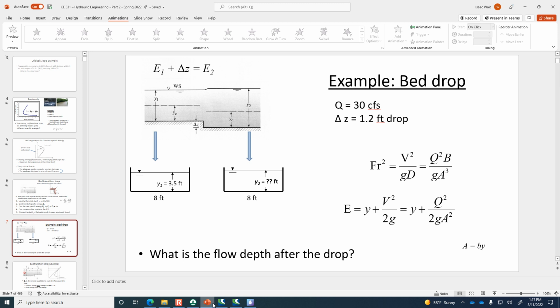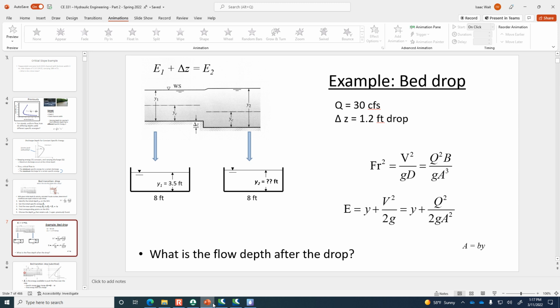So let's find out how much energy there was at location 1. So E1. E1 was Y1 plus Q squared divided by 2g A1 squared. All right, well, what was the area at location 1? Area 1 was 3.5 feet by 8 feet. If you've got your calculator handy, please follow along and make sure that I've got the right numbers. 3.5 feet times 8 feet, that's 28 square feet.